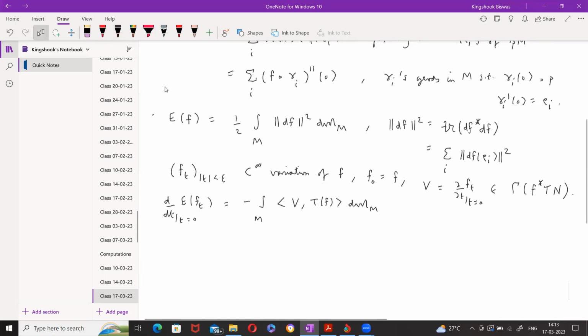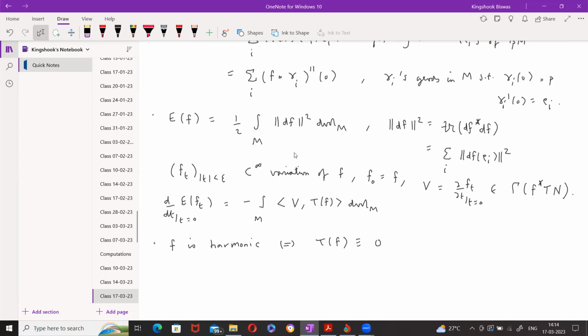So this led us to the definition of harmonic maps. F is harmonic if and only if the variation of energy vanishes for all variations F_t, and that happens if and only if this tension field is identically 0. So harmonic maps are exactly critical points of the energy functional.